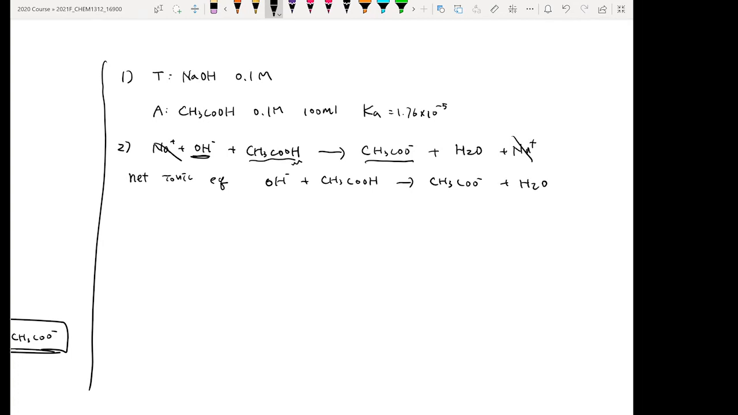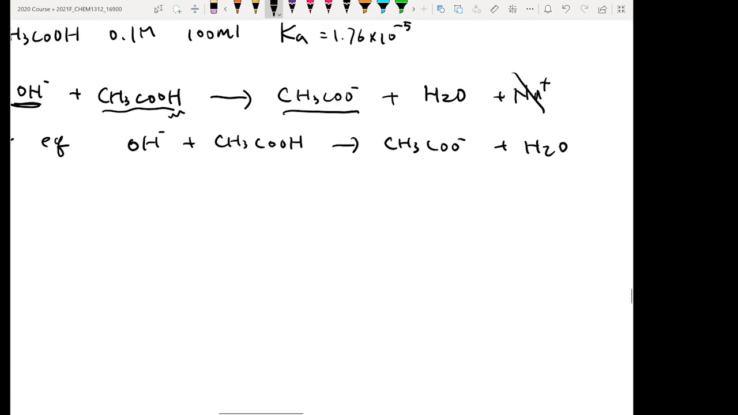In general, this is a very specific case, but I would suggest that you see these things as just a strong base, OH minus, interacting with your weak acid, HA, giving you A minus and H2O. So that you know, all you have is a weak acid, strong base, titration condition.